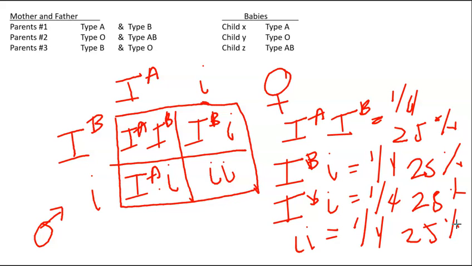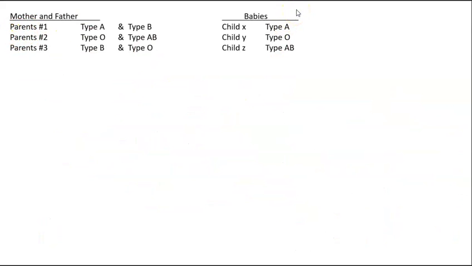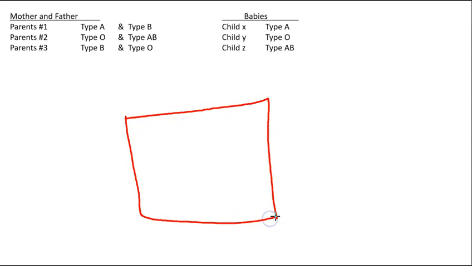So now we have to go through the other sets of parents to kind of narrow down which child belongs to which parent. Okay, so keep in mind that parent set number 1 has the possibility of producing all 4 blood types. So let's erase. Let's go to parent set number 2. Okay, so parent set number 2, we have mom who is type O, and therefore her genotype is little i, little i. So let's make our Punnett square again. So this is parent set number 2.